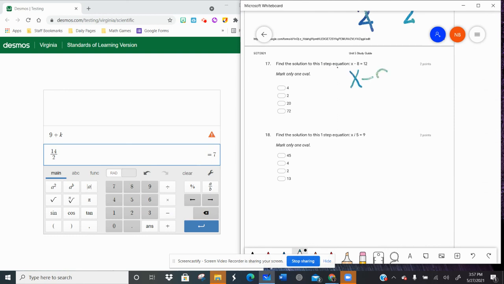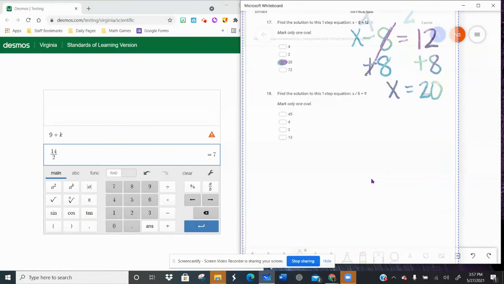Find the solution set to this one-step equation: x minus 8 equals 12. Okay, the opposite of minus 8 is plus 8. So I add 8, that goes away. X equals 20. 20 minus 8 is 12. All right, let's do the next one.